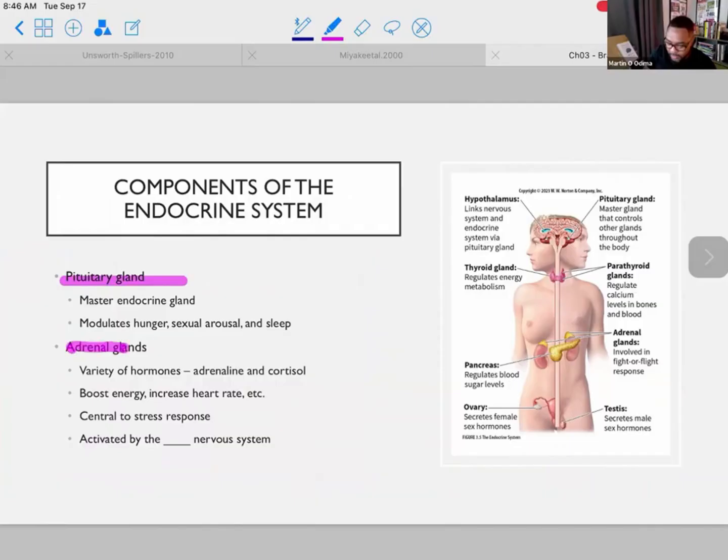The adrenal glands use a variety of hormones. One of the most notable ones are adrenaline and cortisol. Maybe those chemicals sound familiar to you. You've heard them before. Some of the things that could be influenced would be the energy levels of our body, increasing our heart rate, and it's central to our stress response. And that's activated by the central nervous system.